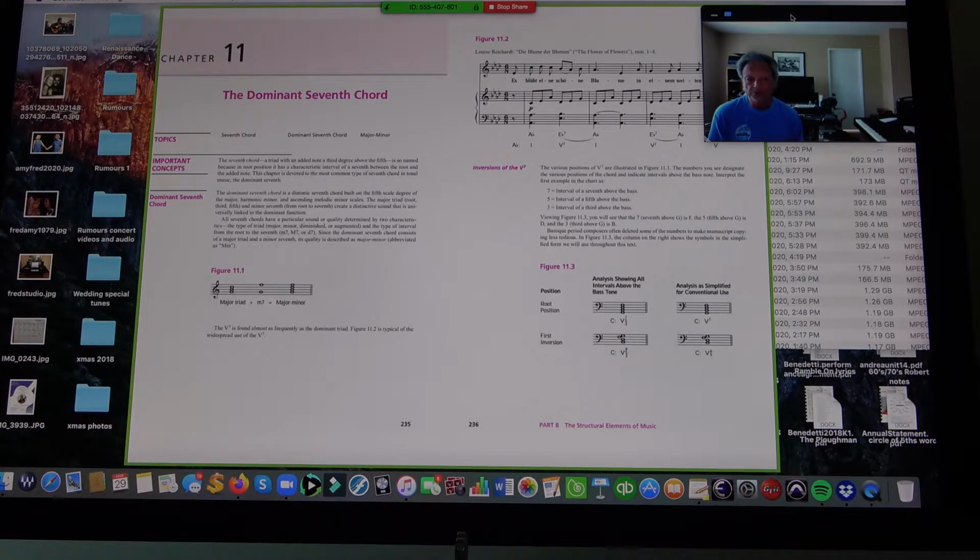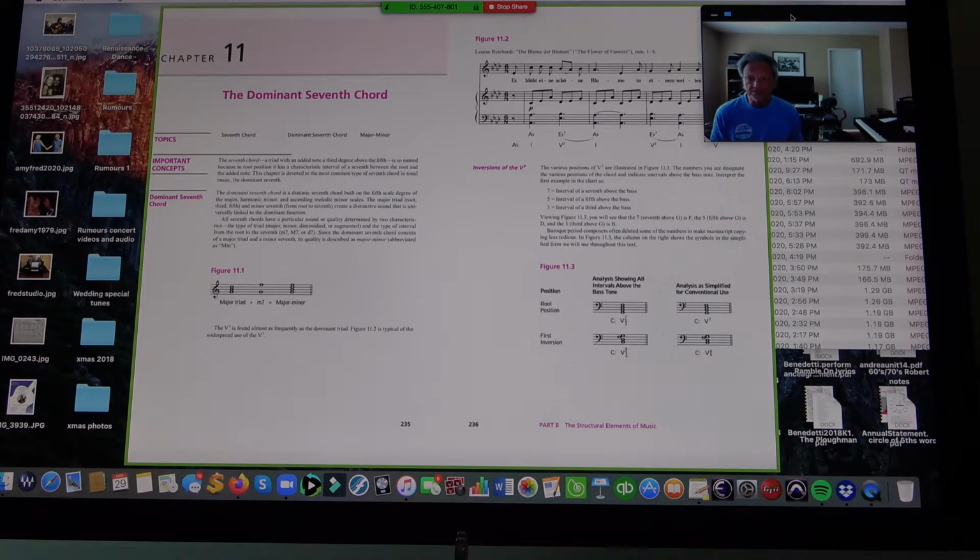And so the three big subjects that you see as far as the topics is it says seventh chord, then it says dominant seventh chord, and then it says major hyphen minor. And so first of all, the seventh chord itself is just a regular triad, 1, 3, 5, with a seventh added on top, which means that there's an added note above the fifth, which then would equate to 7 because they're all odd numbers, 1, 3, 5, and 7.